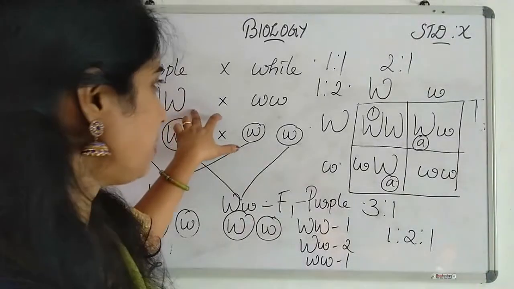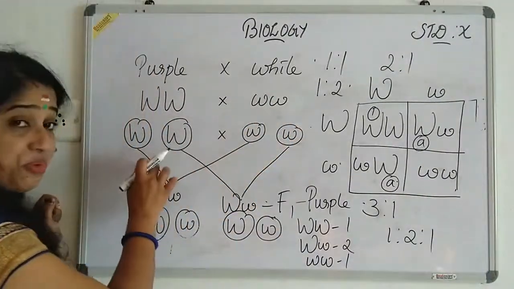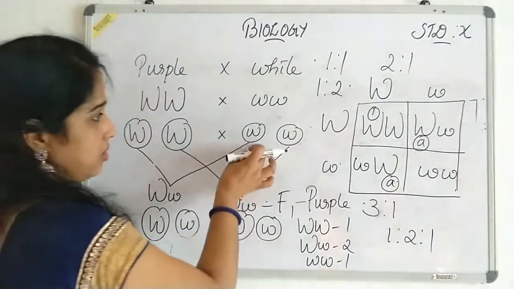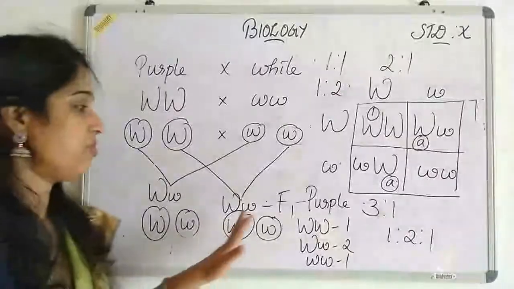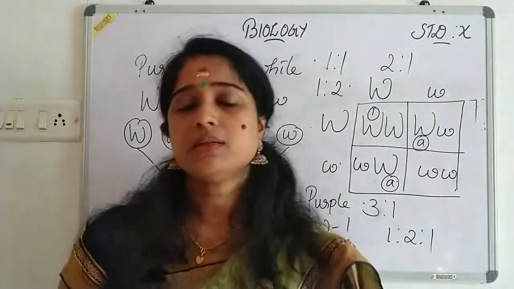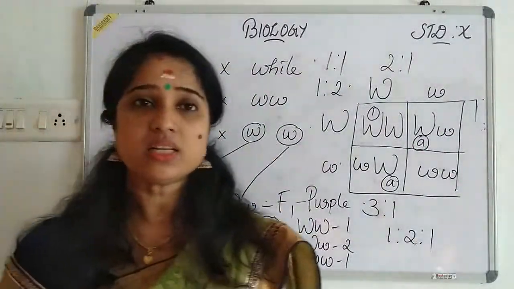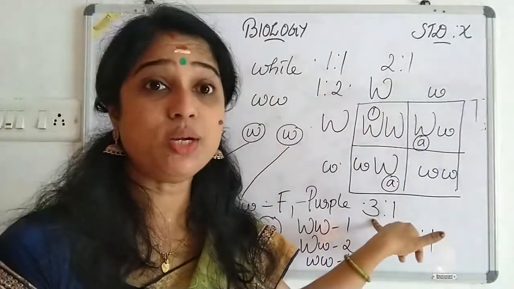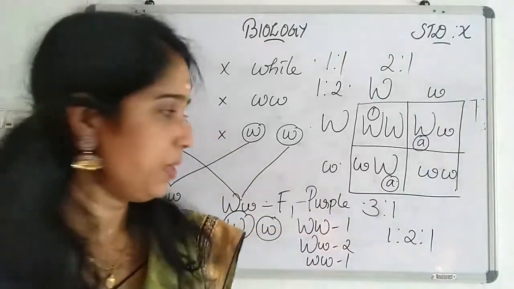Purple, capital W, white, small w. Then the gametes separate at the time of gamete formation, that is the law of segregation, and they combine with other factors. In the first generation, all the plants bear purple flowers, and he did self-pollination of the F1 generation plants. Then what result did he get? That 3:1 ratio, the phenotypic, externally expressed character. It is known as the phenotype, 3:1.